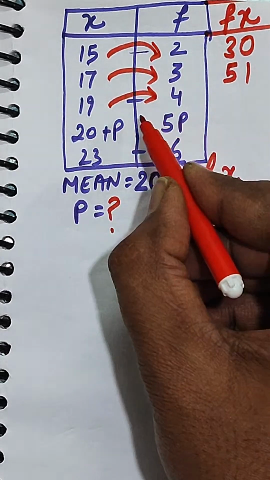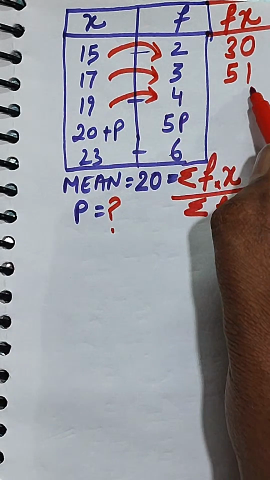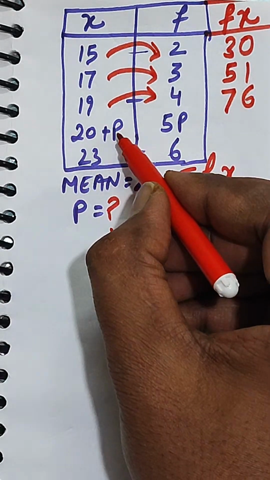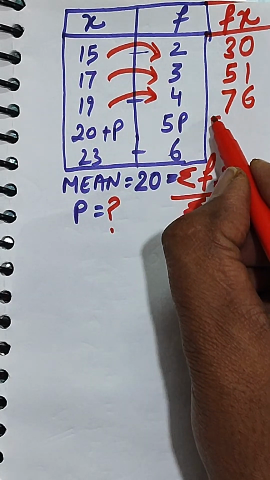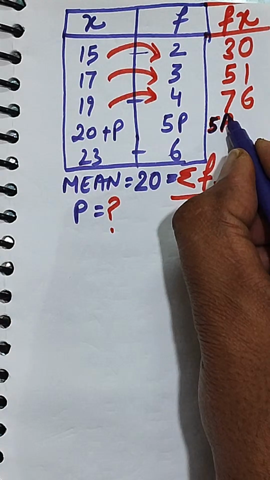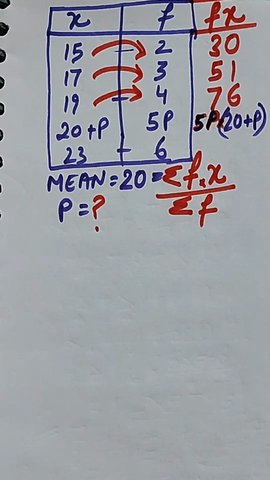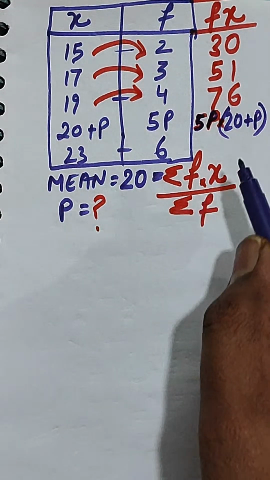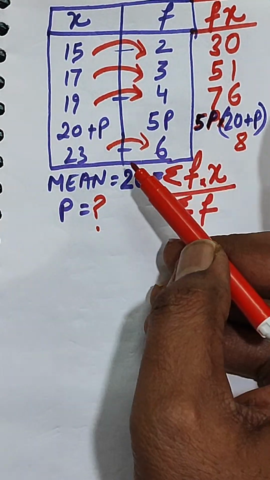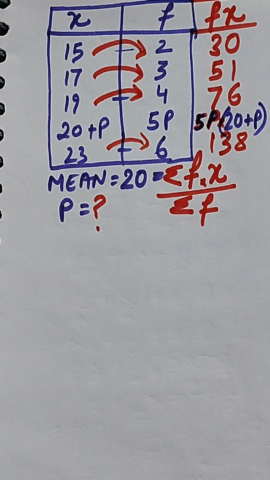19 into 4, 4 9 36, carry 3, 76. 20 plus P into 5P. So this will be 5P into 20 plus P. Right? Now the last, 23 into 6. 6 3 18, carry 1. So it will be 138.